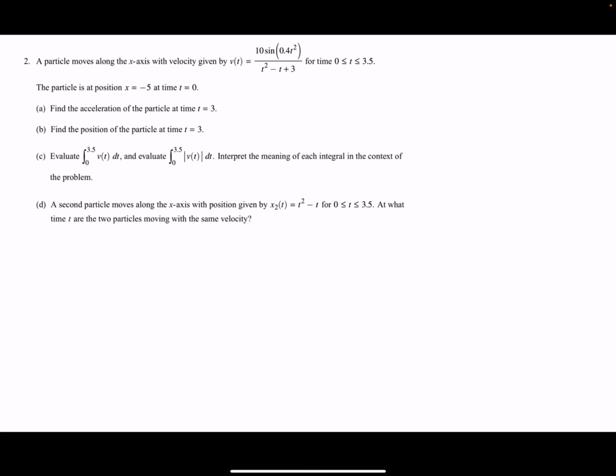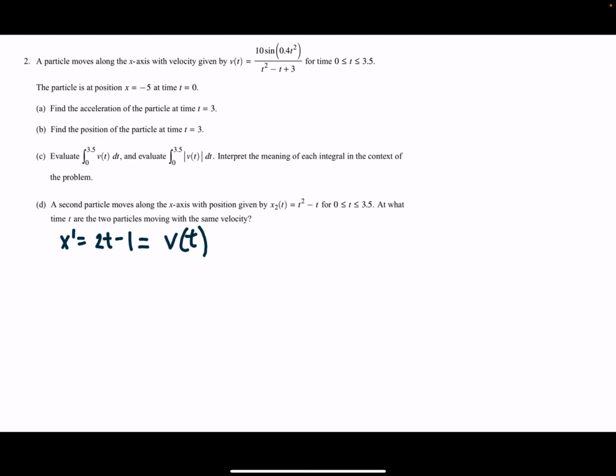Luckily, part D is an easy end to a problem that's really not that bad. We have a second particle moving along the x-axis now. Our position function is given. For our first particle, we got a velocity function. For our second particle, we're given a position function. And I want the velocities to be the same. So I literally want x prime, which would be 2t minus 1, to equal v of t, that whole nastiness up top. And I'm going to solve this on my calculator.